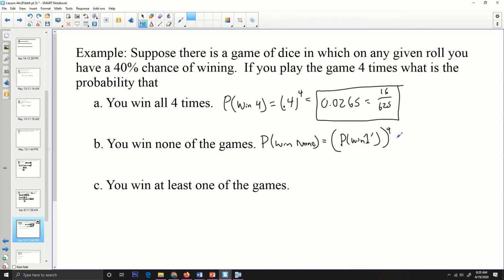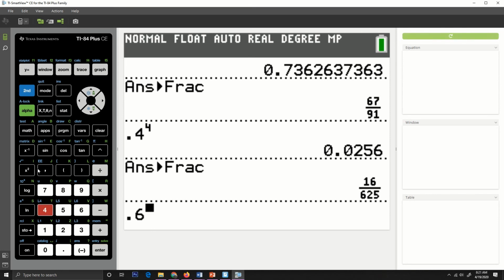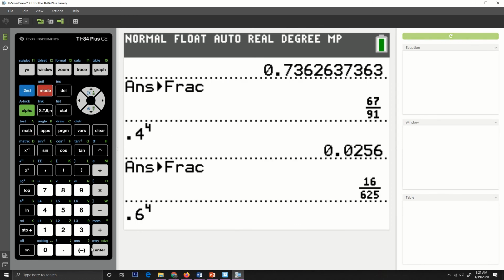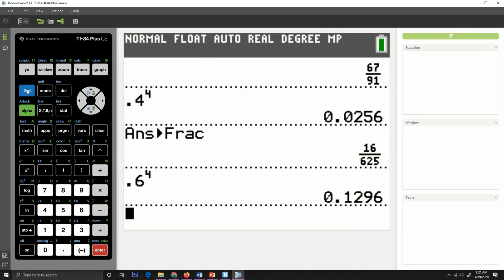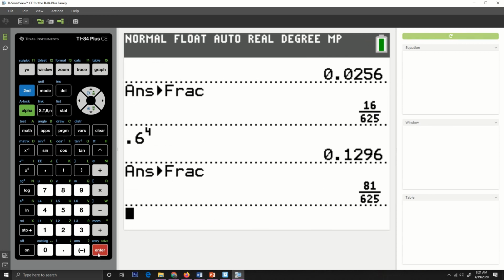to the 4th. And so the complement of winning a single game would be 0.6. That's the probability that we would lose. And then we'll raise that to the 4th. So the probability that you will lose all the games, 0.6 raised to the 4th. Oops, I don't want to do that just yet. Let's go back out. 0.6 to the 4th. Math, hit enter there. We'll get a fraction. So there's only a 12.96, almost just a 13% chance that you'll lose all of those games.